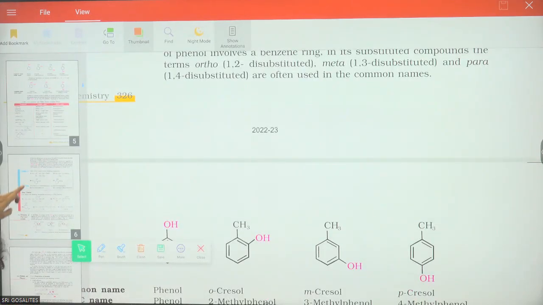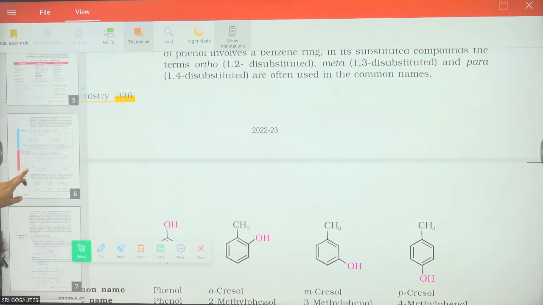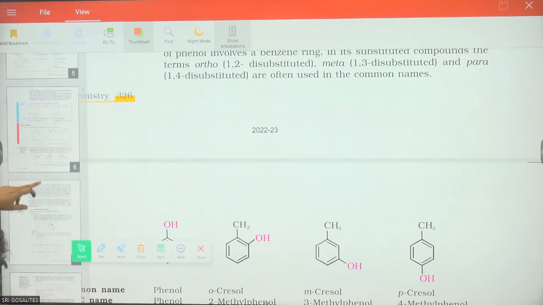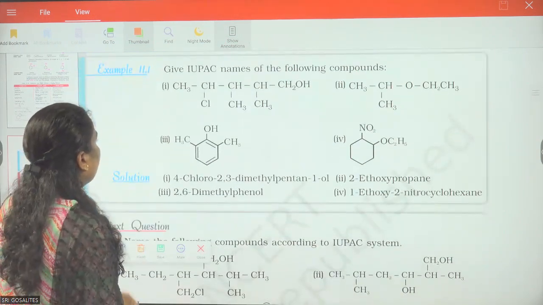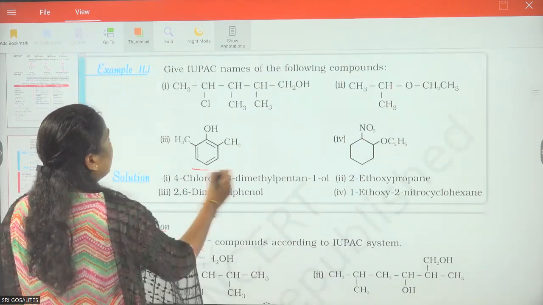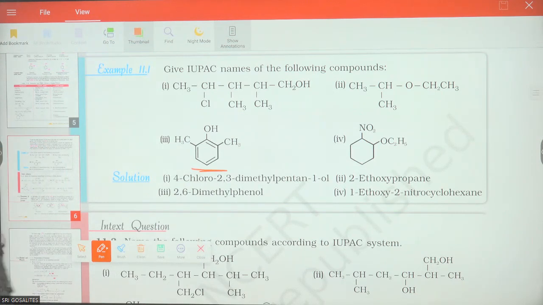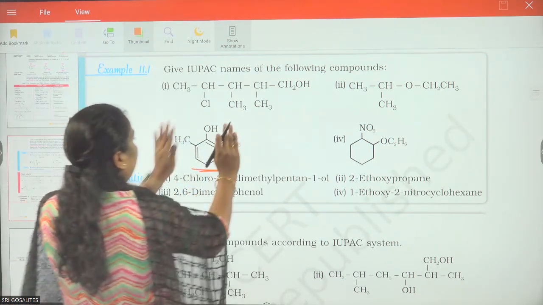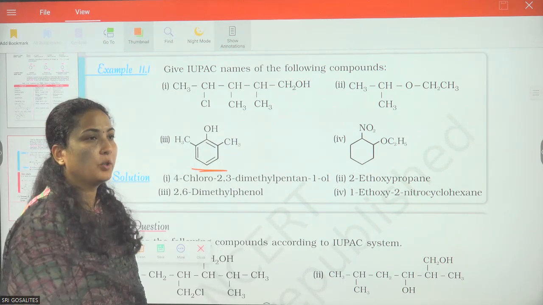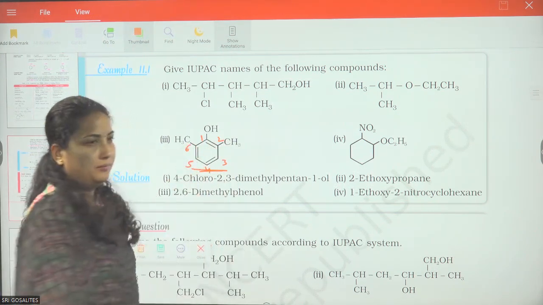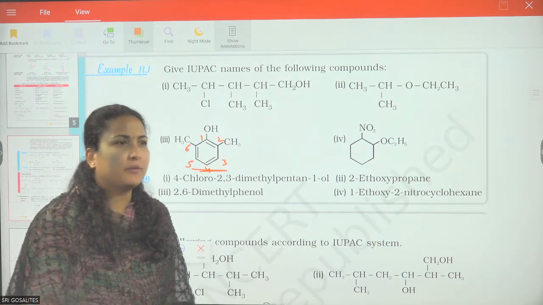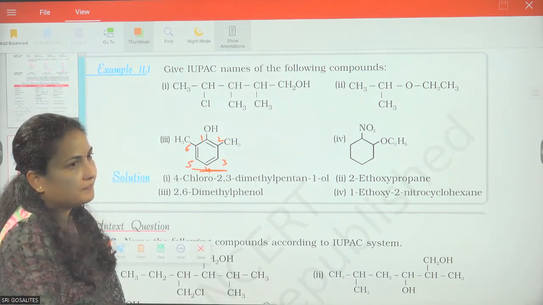So here they have just asked you to write down the name. Names are very simple to write. So you can easily, like I'll ask you a few of the names here, suppose. What are you going to name this? Definitely, if at all this is not there, it is phenol. So you have to give number 1 to this, 2, 3, 4, 5, 6. So it should be 2,6-dimethylphenol, right?